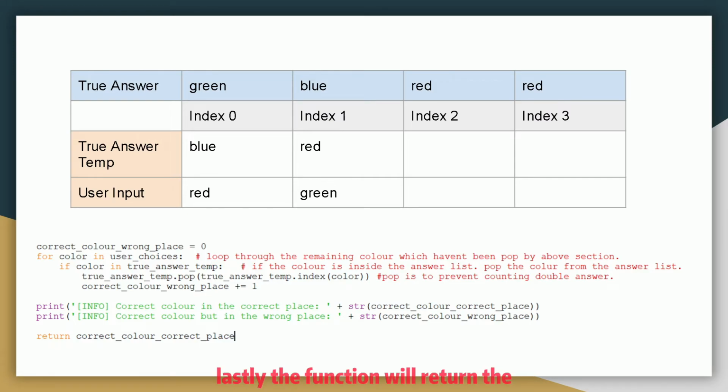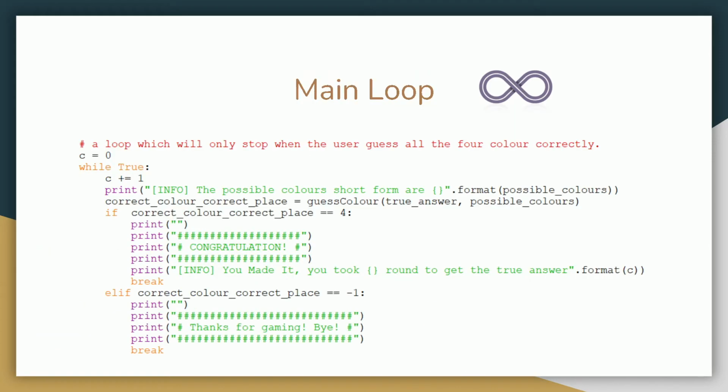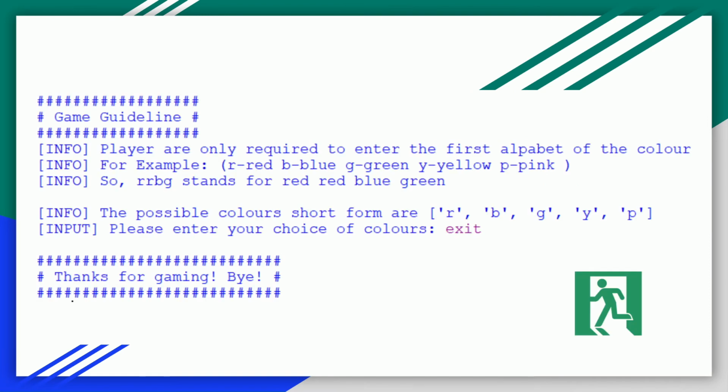This is the logic for the program to check the number of correct colors in the correct or wrong place. Lastly, the function will return the number of correct colors in the correct place. If the number of correct colors in the correct place is equal to 4, it means the user has completed the game. The number of rounds that the user took to complete the game will be shown as well. There is a while loop to keep looping until the user completes the game, or when the return value from guessColor is -1, which means the user typed exit and wishes to close the game.